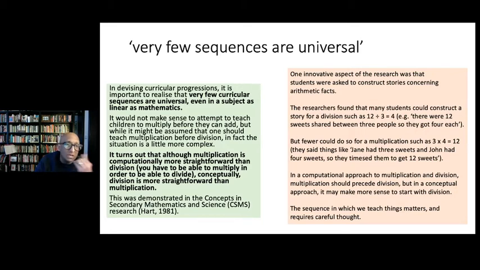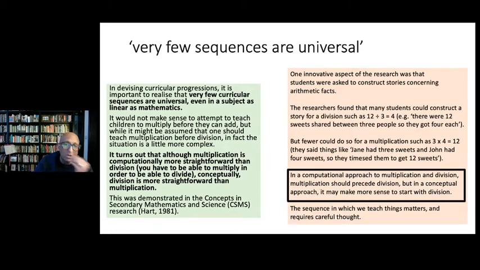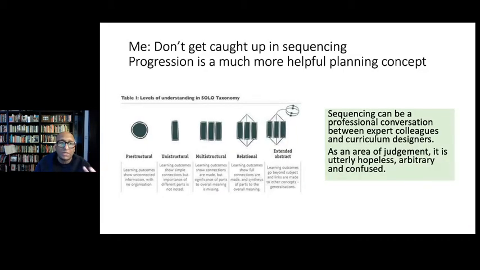So he goes on to say, look, some people say that you teach multiplication first, then division. And here he gives this very elaborate example for saying, well, actually, no, it could be the other way around. It all depends on your approach. So he says, and I'll just put a box around it because I'm running out of time. In a computational approach to multiplication and division, multiplication should precede division. But in a conceptual approach, it may make more sense to start with division. So look, sequence matters. It matters a lot, and you've got to give it careful thought.